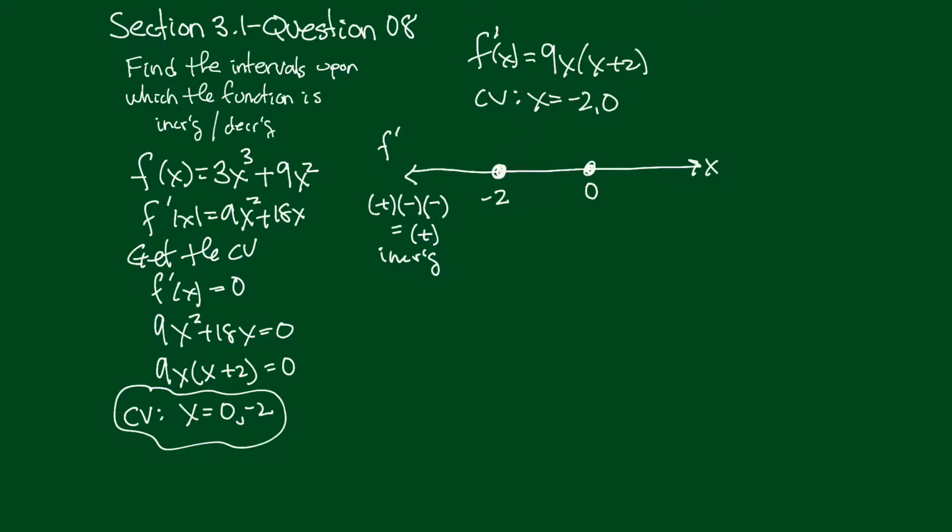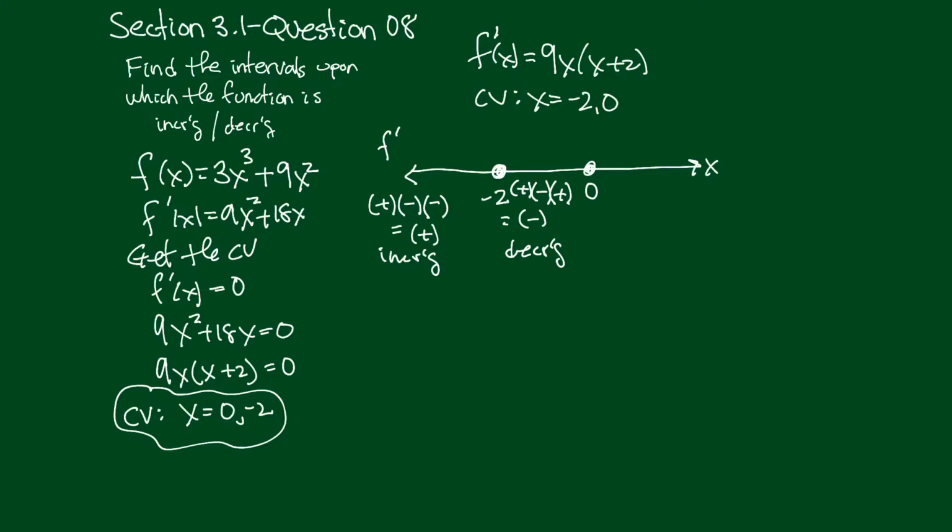Now let's do the same in this interval. Again, I've got that 9, which is always positive. If I pick any number from negative 2 to 0, like negative 1, just pick any one as a test number, and put it in here, I'll get a negative. Then negative 1 plus 2 is 1. That's positive. That's all I care about, is the sign. So a positive times a negative times a positive is negative, and that implies that the function is decreasing there.